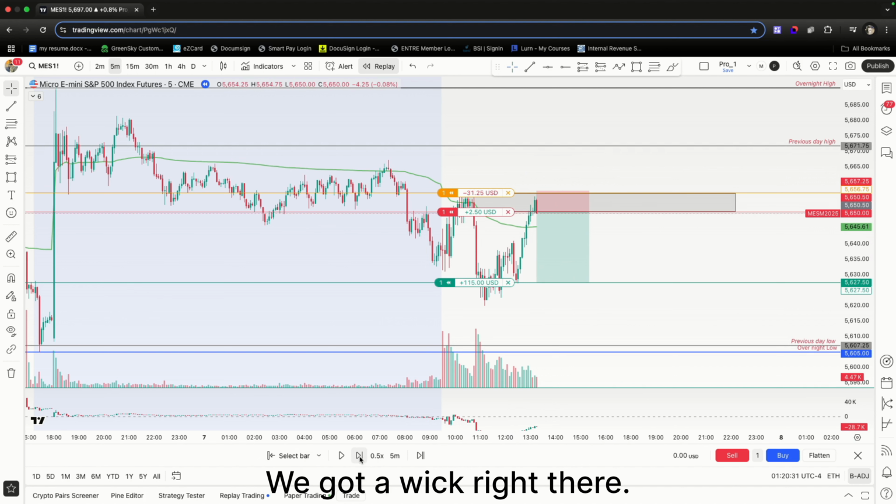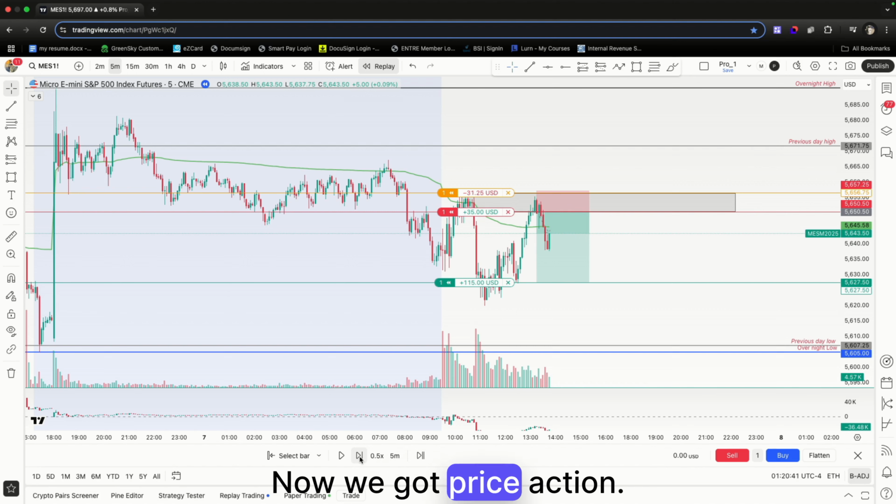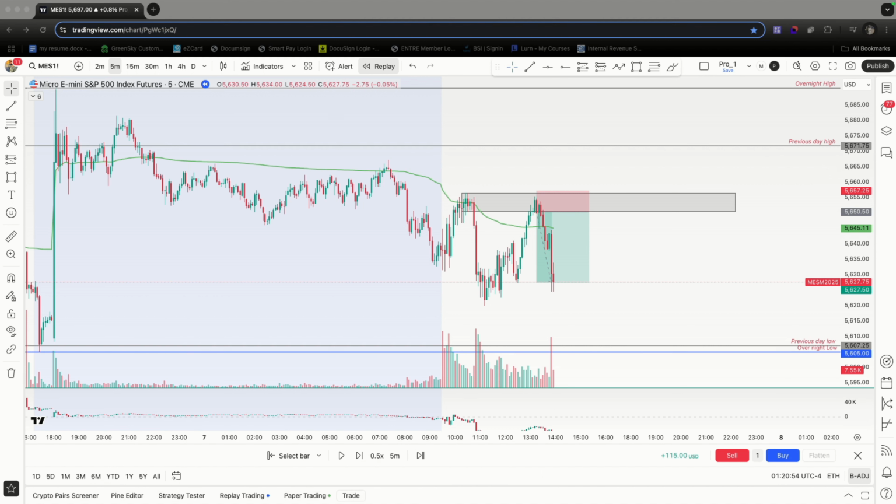Boom, we got a wick right there. Almost took us out, but there we go. We got a red candle. Boom, let's see how price reacts. Boom, boom. Now we got price action. Just like that, guys. Just like that, we got into the trade, right? We got a nice 3-hour trade executed. All right.